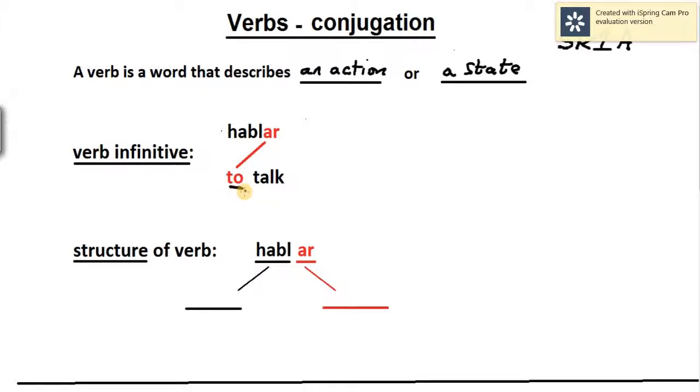The word to in English, to talk, does the same job as the verb ending ar in hablar, and then you'll explain, well, this is the stem, and this is called the ending.